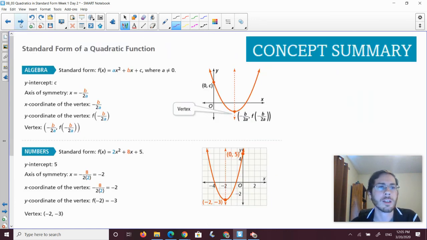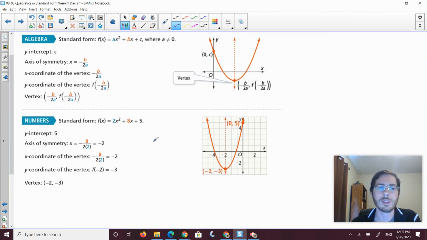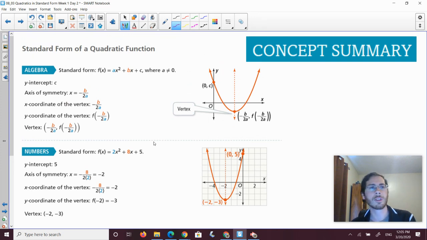So in summary, again, they tell us that today we did standard form. So ax squared plus bx plus c. A is not 0. C is going to be the y-intercept. We have this equation to get the x-axis of symmetry, or the x-coordinate of the vertex. To get the y-coordinate of the vertex, they have f of negative b over 2a. We simplified that to just plug it in. Whatever you get here for the x, you plug it into the equation, it gives you the y, or the f of x. And then they have it down here with numbers, so they replaced all of the algebra letters with some numbers, so you can follow it along there and see, yeah, okay, it works out with the numbers too. So that's everything for 8.3.